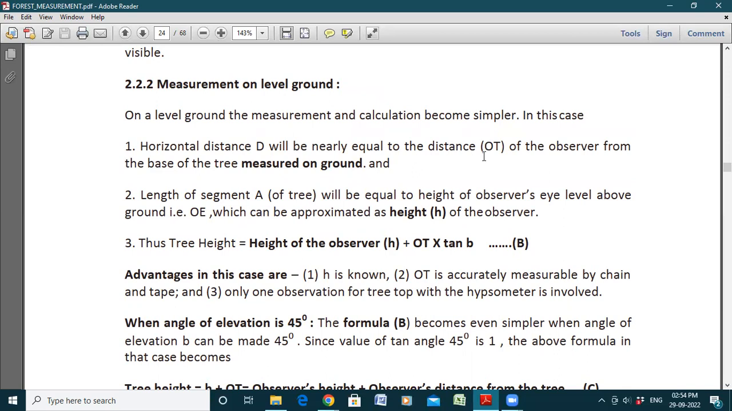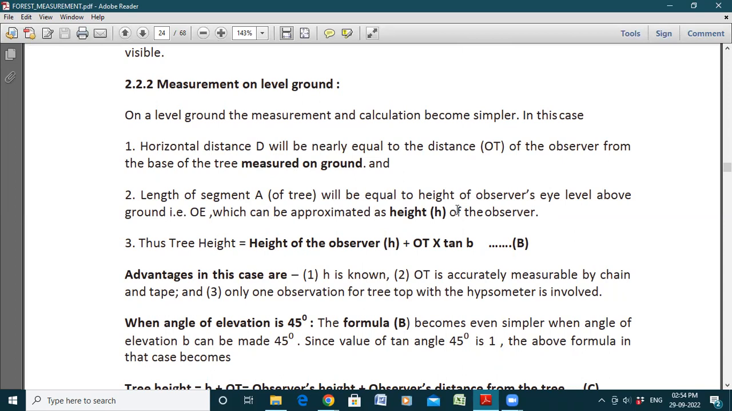Because we just consider the horizontal level, it is good that our distance is directly equal to the distance from the observer to the base of the tree, right? So horizontal distance D will be nearly equal to the distance OT of the observer from the base of the tree measured on the ground, and the length of segment A will be equal to the height of the observer's eye level above the ground. That is OE, which can be approximated as the height of the observer.